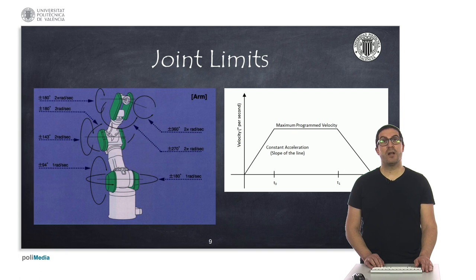Joint limits are another important criterion to consider. Joint position limits directly affect the robot work area, but in addition to the position limits, we must also consider maximum joint speed limits that will generally be defined for each of the axes. They might be different. And in addition to that, we also have acceleration limits that will affect the time that the robot takes to reach the maximum speed.